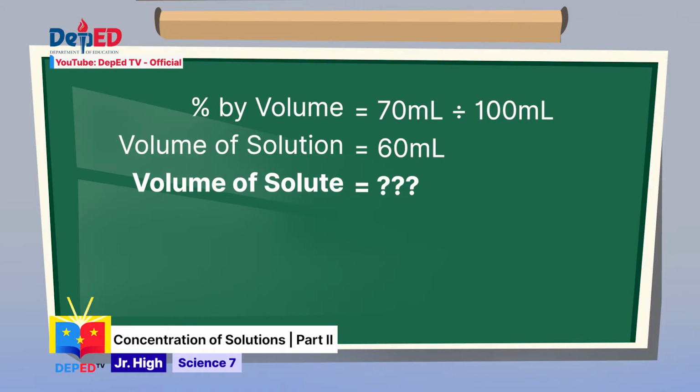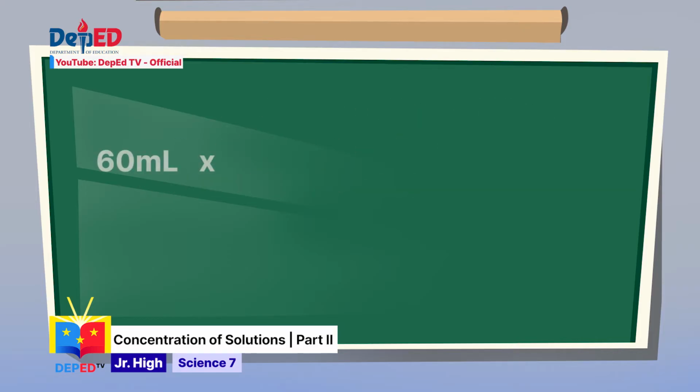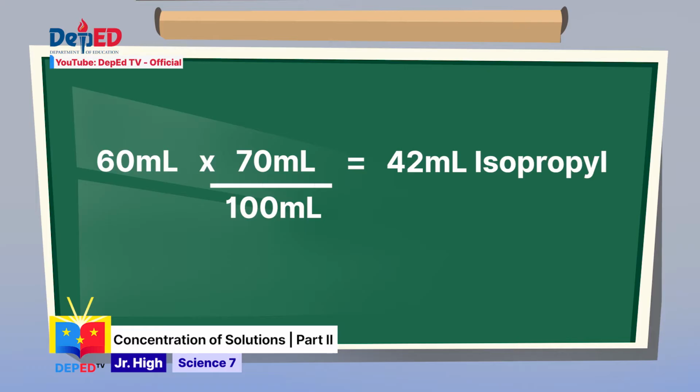Let us first identify the given values. Since the alcohol contains 70% isopropyl alcohol, it means that 100 milliliters of alcohol contains 70 milliliters isopropyl alcohol. Let's try to solve it. We will multiply 60, which is the volume of solution, to 70 milliliters, which is the percent by volume, and divide it to 100. So, the calculation shows that in 60 milliliters of alcohol, there is 42 milliliters of isopropyl alcohol.